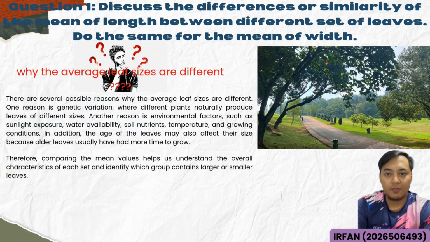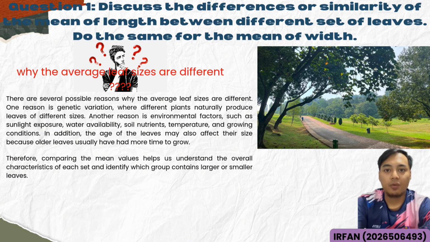So, why are the average leaf sizes different? There are several possible reasons. One of the reasons is genetic variation, where different plants naturally produce leaves of different size. Another reason is environmental factors such as sunlight exposure, water availability, soil nutrient, temperature and growing condition.